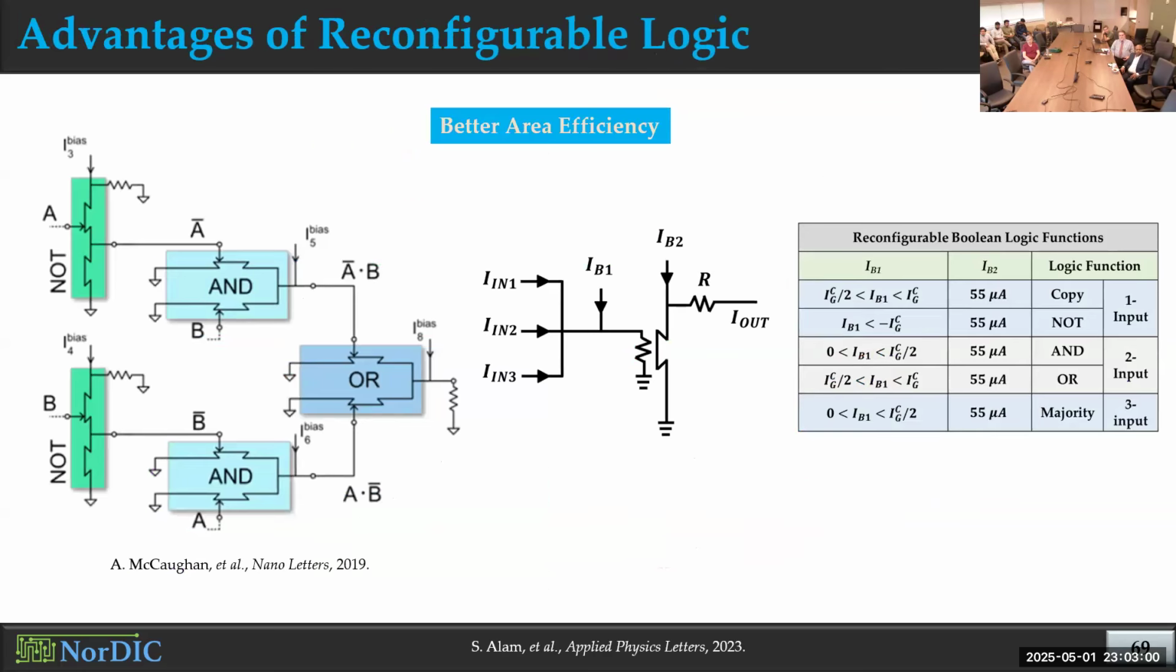Again, the advantage of this reconfigurable logic circuit is better area efficiency, because you see we can use only one device with multiple input terminals to perform up to 3 input logic gates. But in the left figure, this is one of the existing heater pattern based logic circuits, where the number of devices actually increases with the number of inputs of the logic operation. In our case, we can use only one device to perform up to 3 input logic operations. So we have better area efficiency and also better energy efficiency from this logic circuit.